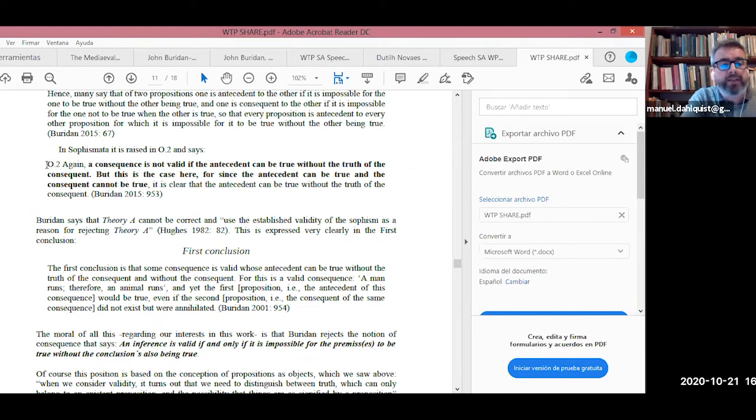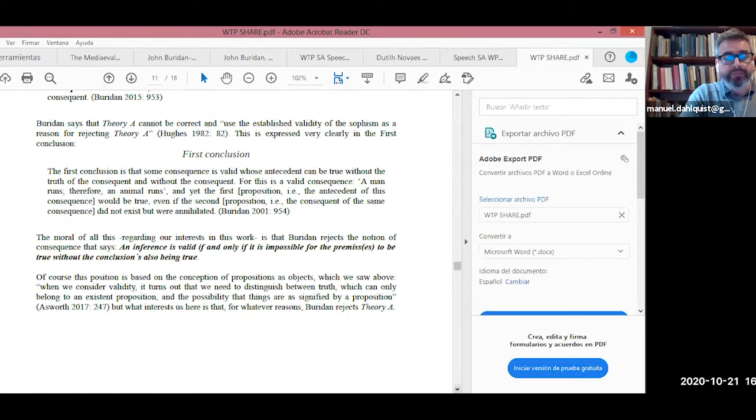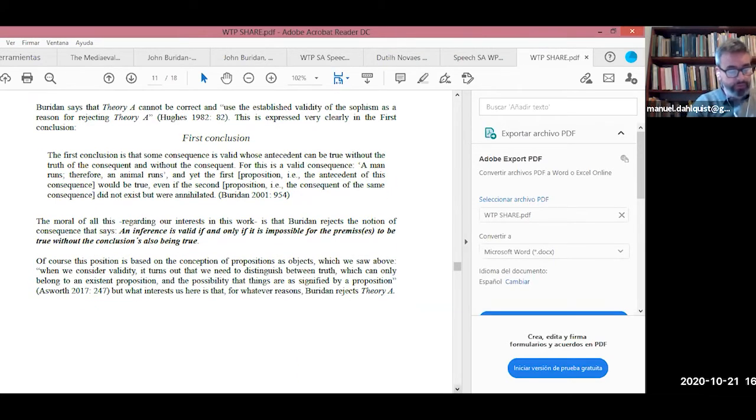You can see this in opposition 2. A consequence is not valid if the antecedent can be true without the truth of the consequent. But this is the case here. For signs, the antecedent can be true and the consequent cannot be true. And he repeats the same idea in the first conclusion. The first conclusion is that some consequence is valid whose antecedent can be true without the truth of the consequent.